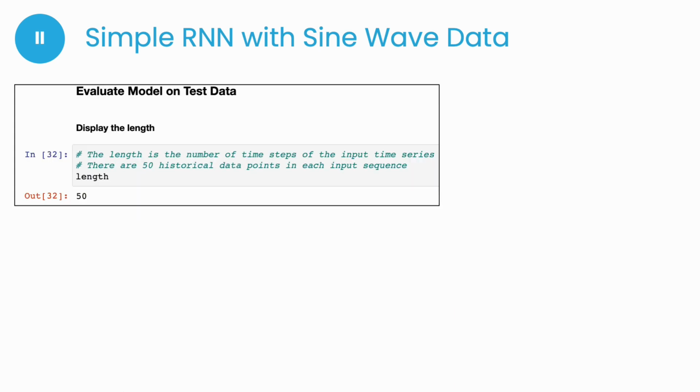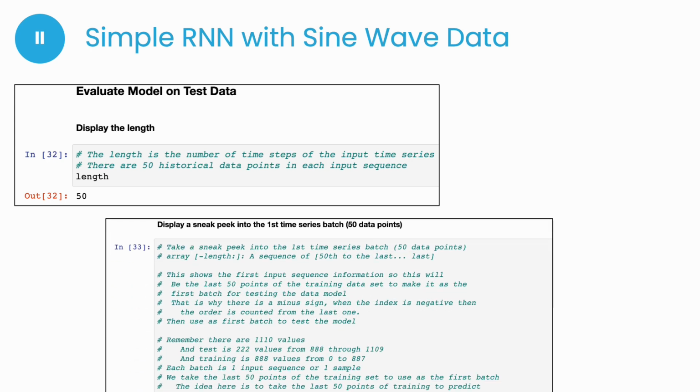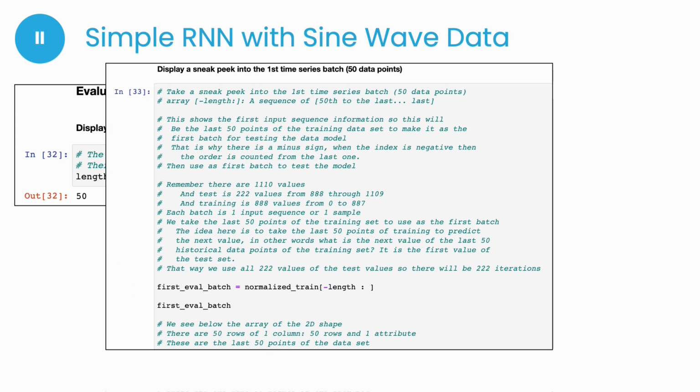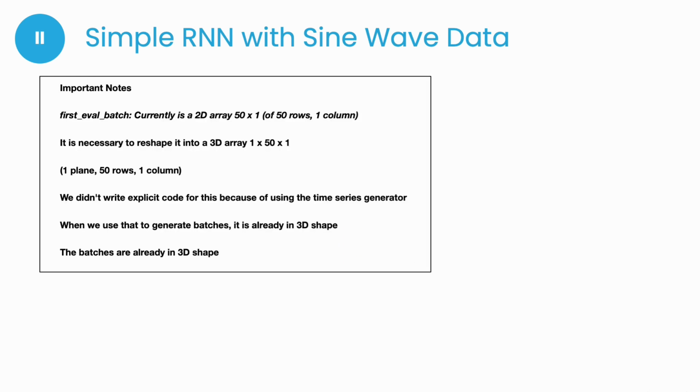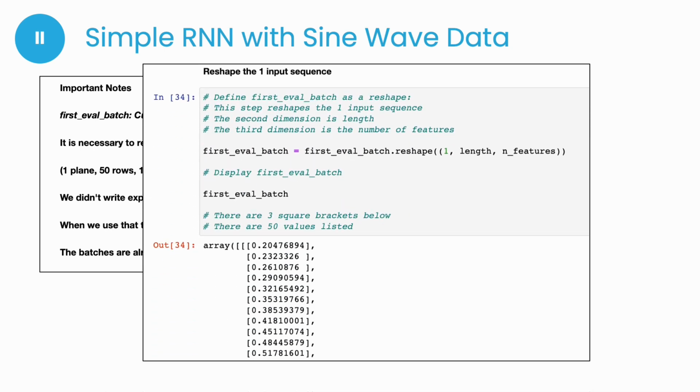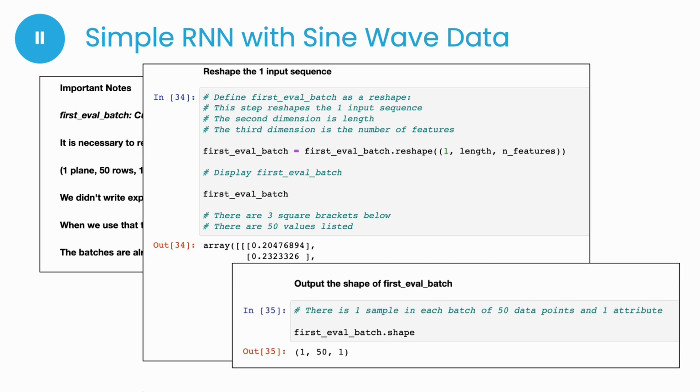The model was then evaluated with test data. I displayed the length, which was 50. Then I displayed the first time series batch of 50 data points. Next, I reshaped the input sequence with 3 dimensions. I used 1 as the input sequence. The length of 50 is next, followed by the number of features. This is going to display 50 values, and the shape was then displayed as 1, 50, 1.